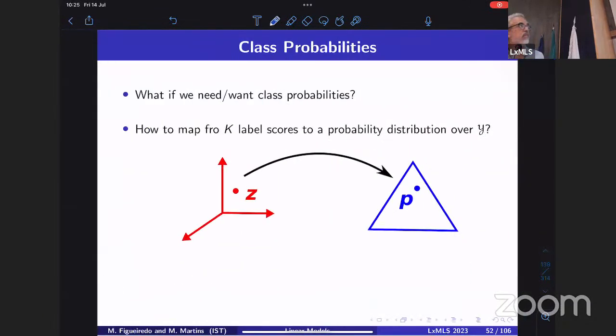So if we want class probabilities, we need a way to map from K label scores. Remember, for each point x we compute phi and the inner product with w_y, which is the score. Let's call these z_y. So this z contains the scores z_1 to z_K of a given object, and I want to transform these into a probability distribution over the classes. The scores are arbitrary numbers in R^K; they can be anything.